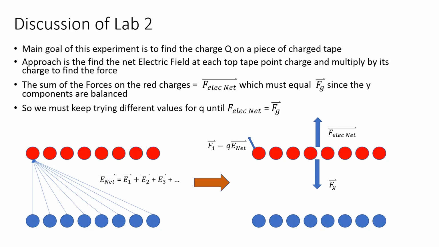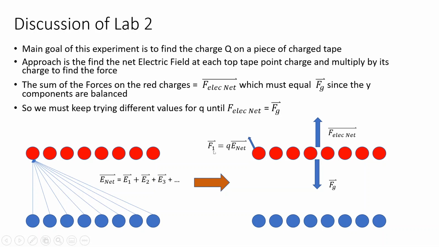The main goal of this experiment is now to find the charge Q on each piece of tape, but we wanted to use a different approach. We wanted to find the electric field on the top tape point charge from each of the point charges and multiply it by its charge to find the force. This model is different because we have each tape represented as a row of singular point charges. If you can see over here on the left side, we would take a single point charge and find the electric force from each of the individual bottom point charges and then find an E net for that singular point charge on the top left.